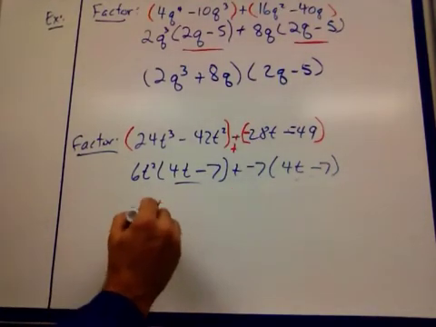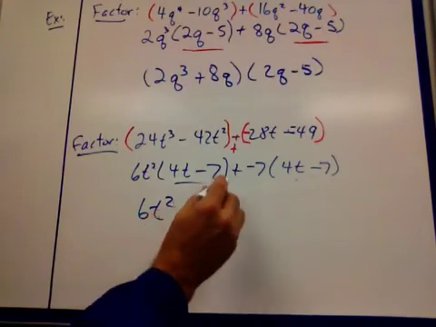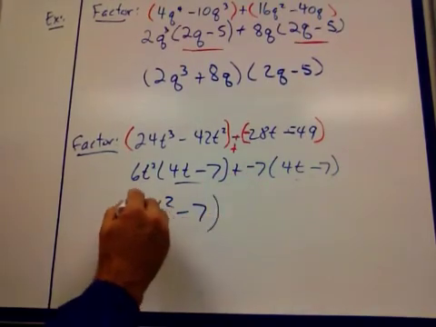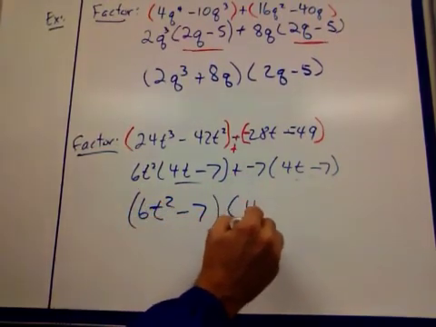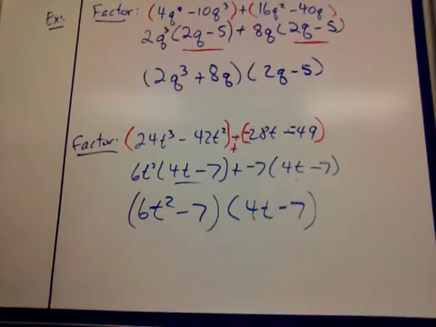So I'm going to take my 6t squared plus a negative 7, or minus 7, it's the same thing, and my 4t minus 7.